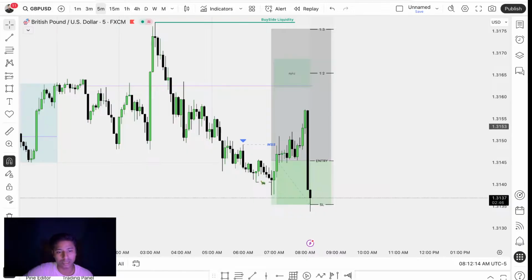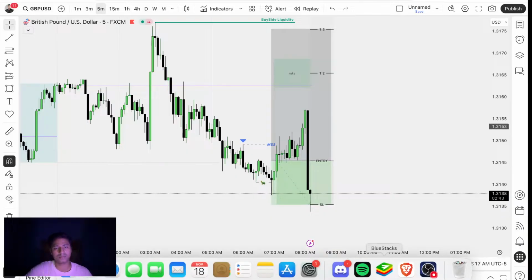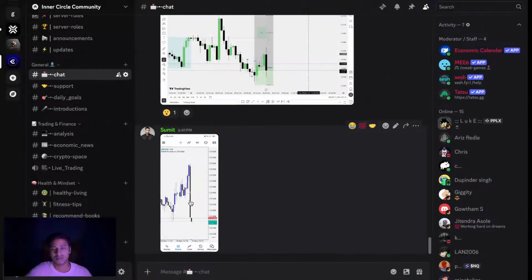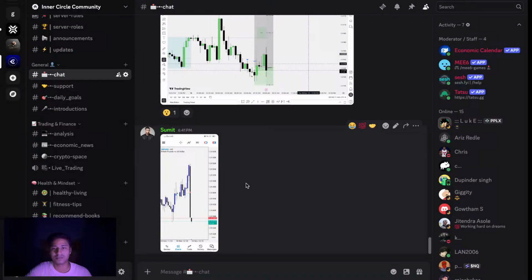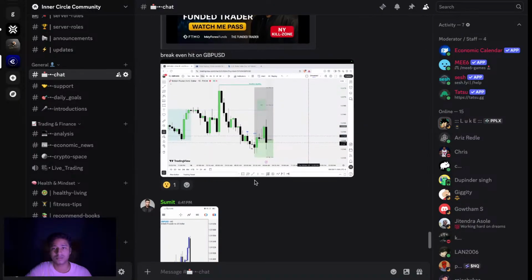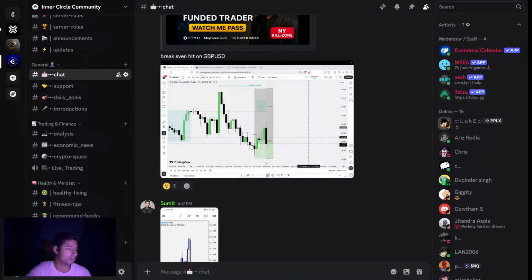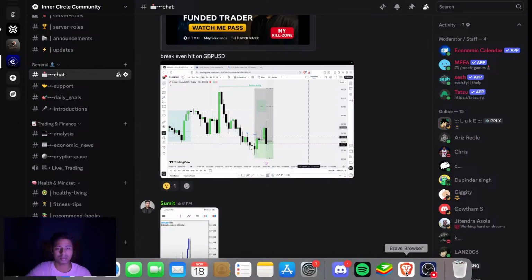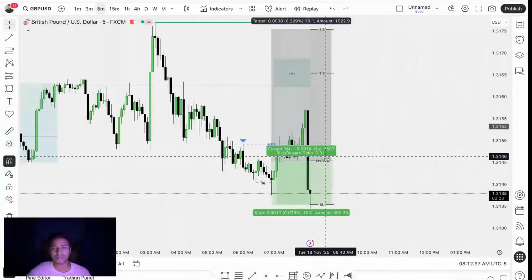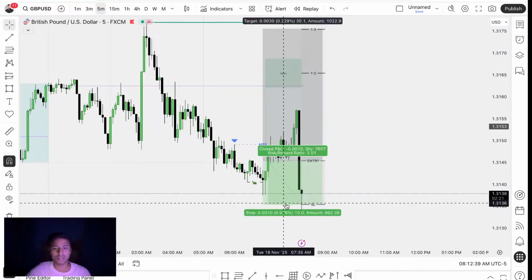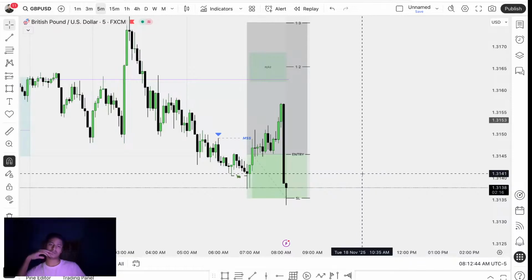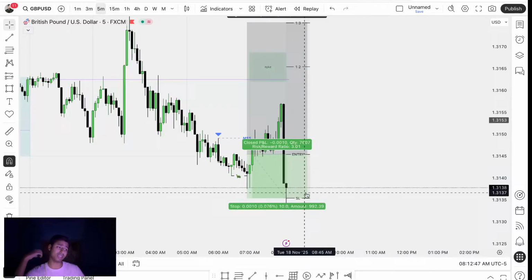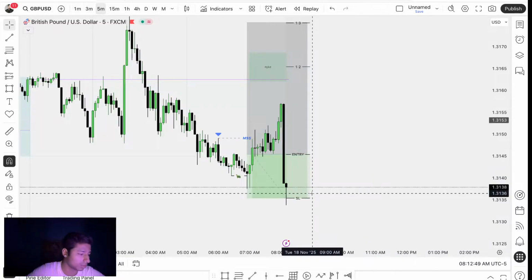I shared on DC. Right, yeah, here was my entry. Here was my break even exit. All right. As I thought, it could be a liquidity sweep. Let's see if we can re-enter if a setup forms.